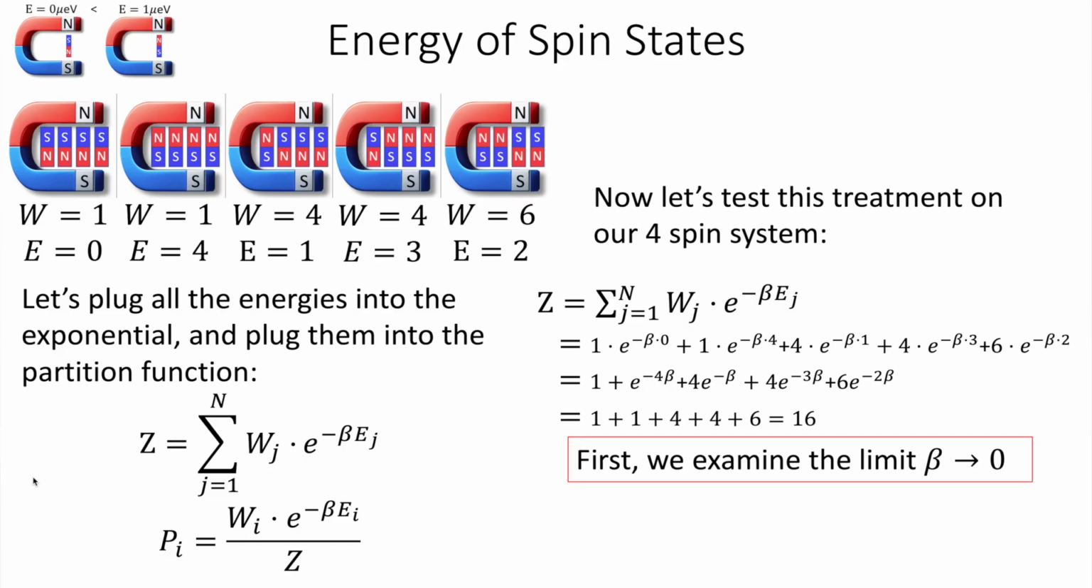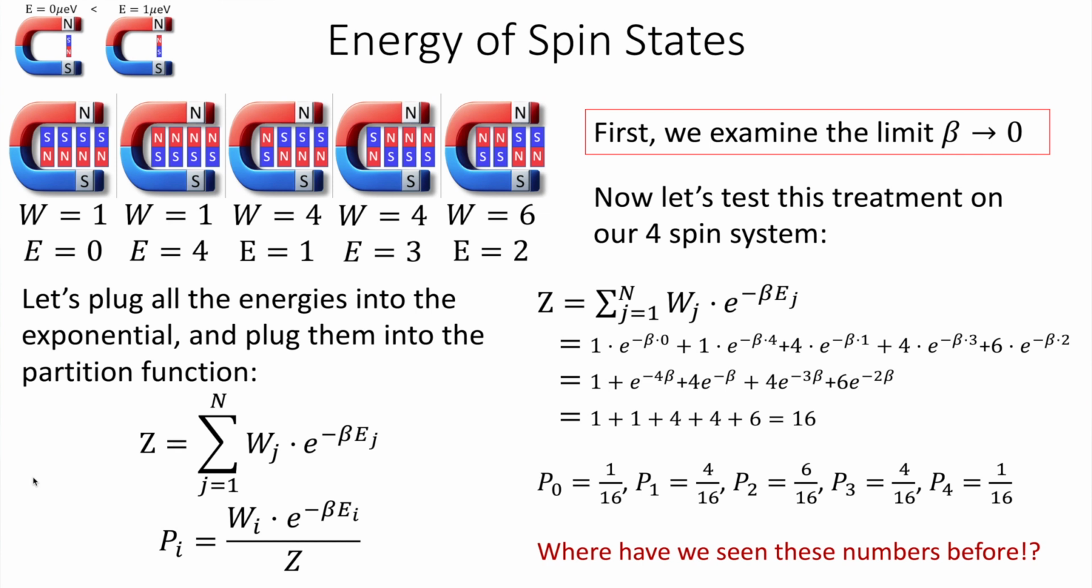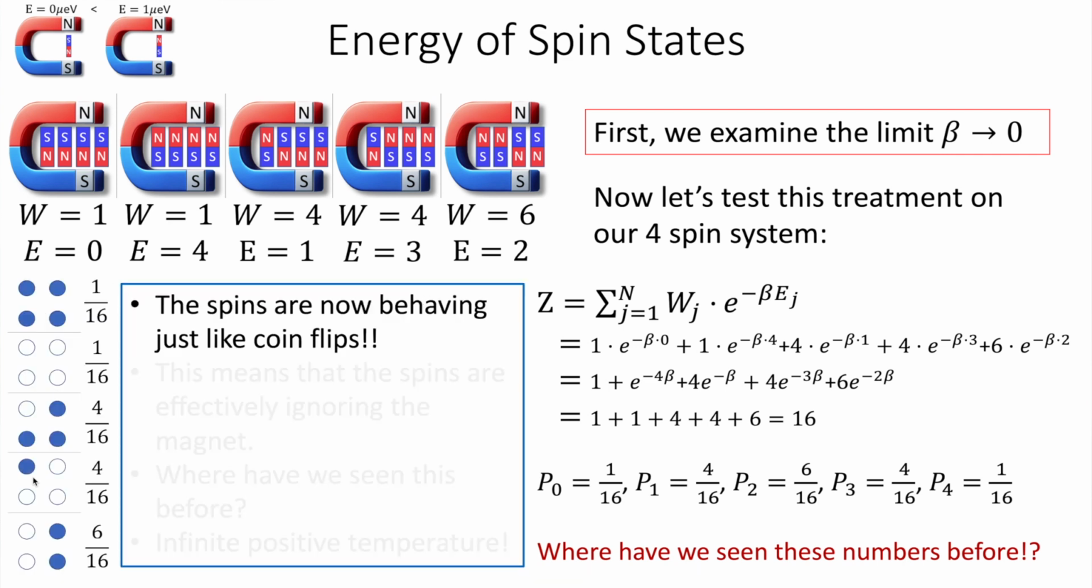So as beta approaches 0, if I just plug a 0 in for beta there, we get 1 plus 4 plus 4 plus 6 equals 16. And then we can calculate the probabilities using our probability expression: 1 over 16, 4 over 16, 6 over 16, 4 over 16, 1 over 16. So looking at these probabilities, do they look familiar to you? Where have we seen these numbers before? Think about that. We've seen them before. Think to the very beginning. The spins are now behaving like coin flips.